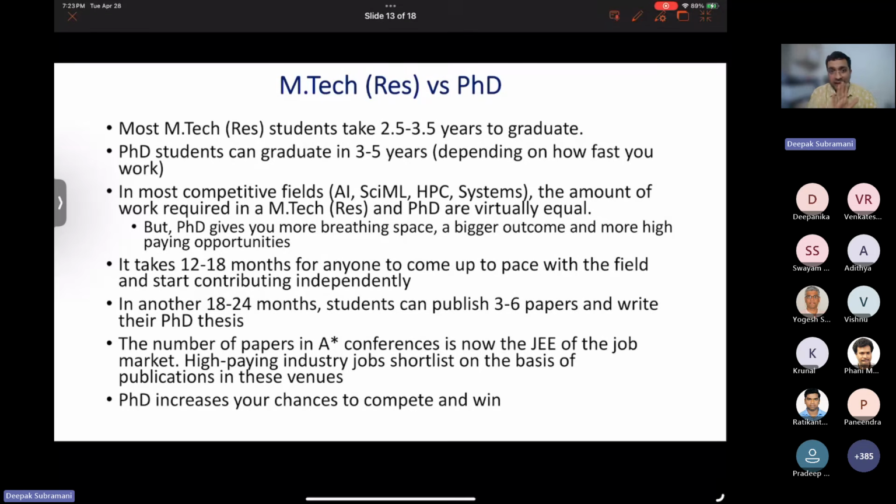I will tell you a reality of today. The job market is highly competitive today, right? The number of papers that you have in these A-star conferences or top journals like Nature, etc., is now the joint entrance exam of the job market. High-paying industry jobs actually shortlist on the basis of publications in these venues. So if you take a PhD, you actually increase your chances to compete and win in this race, right?